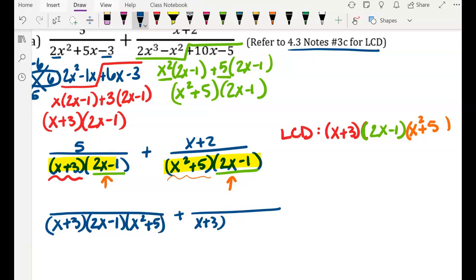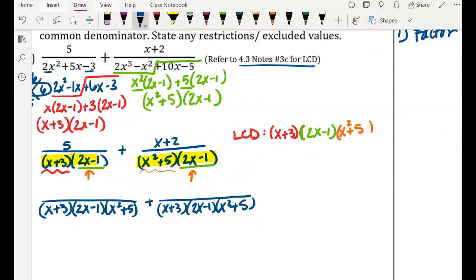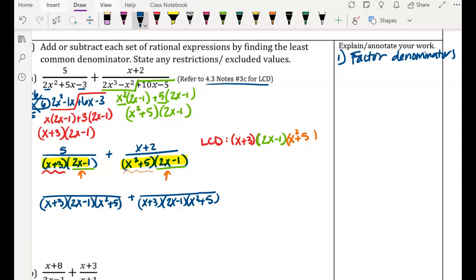Once you get really good, then you can skip steps, but the first couple of times, write all of it out, okay? So now let's write down. First, we factor out only the denominators, then find the LCD.